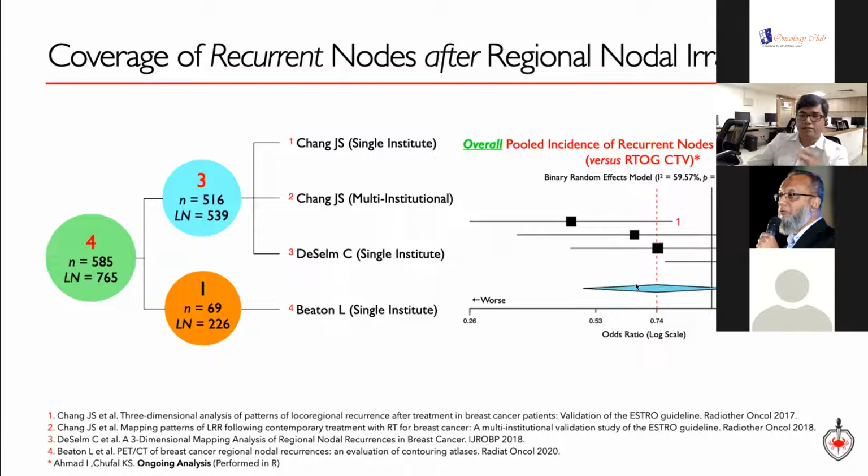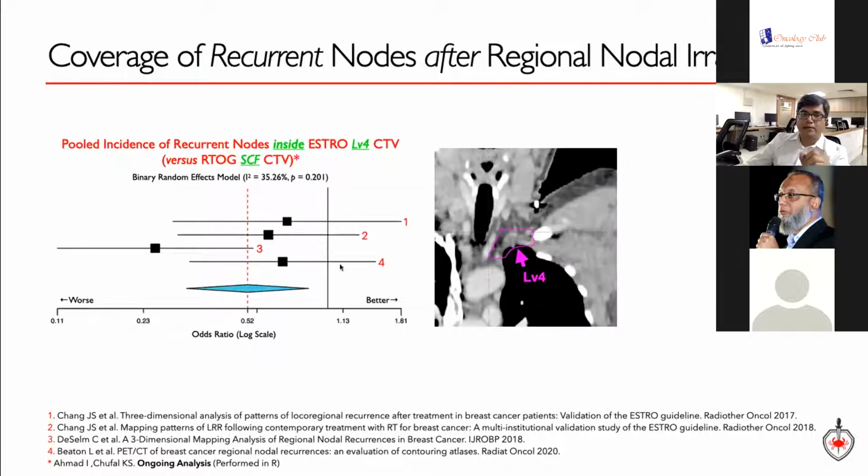So it's not significant. It is trending towards perhaps being inferior compared to the RTOG CTV, but the result is not significant when pooling all of these 4 studies. But when we look at the same analysis specifically for the SCF, the supraclavicular fossa, we find clearly that the ESTRO CTV is somewhat inferior, because the probability that a recurrent node will be inside the ESTRO CTV is less compared to the RTOG SCF, and that is significant. That is probably because the RTOG SCF is actually slightly bigger compared to the ESTRO level 4.